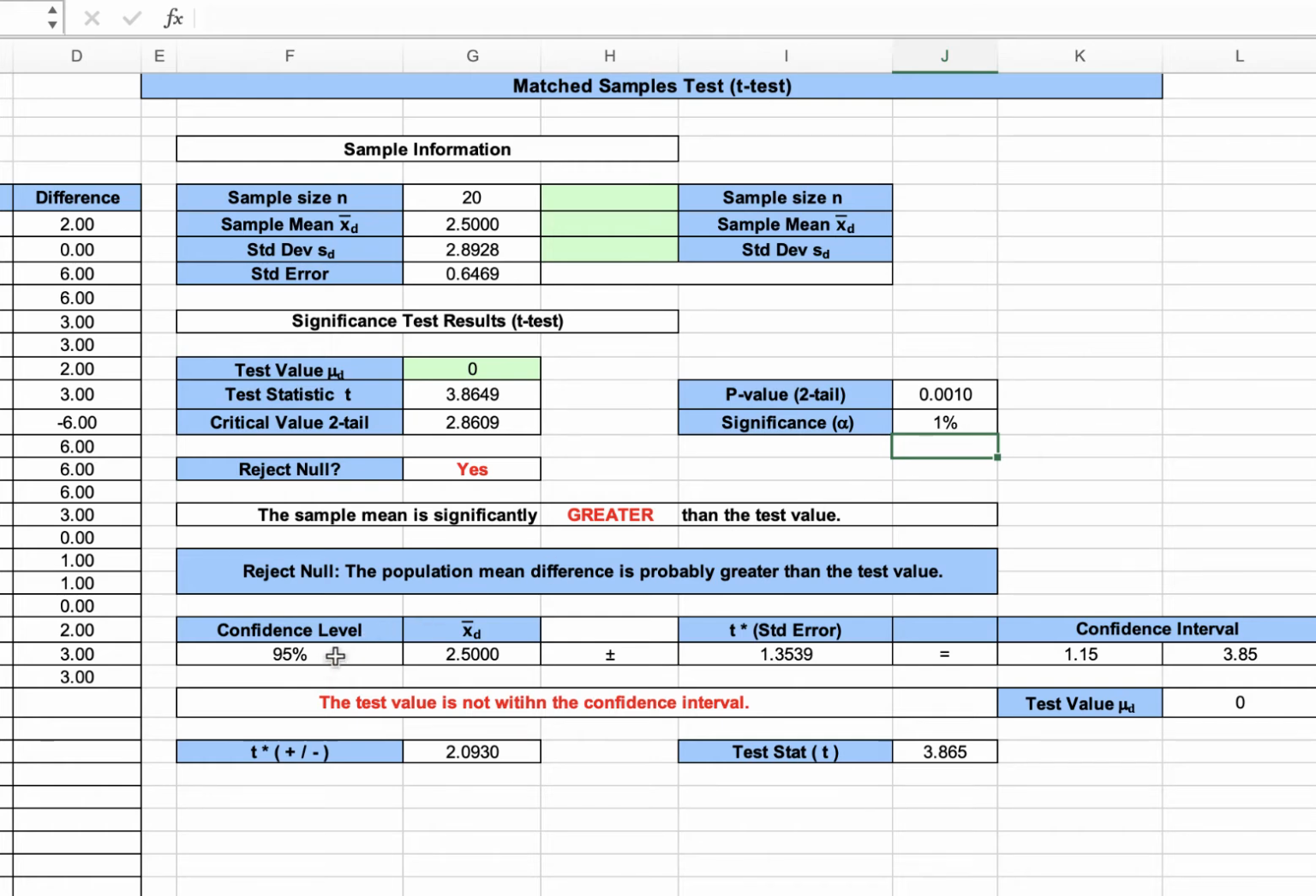In fact, if we change our confidence interval up to 99%, you can see that we still are able to exclude that test value of 0. Okay, so is the program worth it? Well, what we know is that we have a highly significant result statistically. And looking at our 95% confidence interval, we see that the average gain from pre to post test is somewhere in the range 1.15 to 3.85 points.